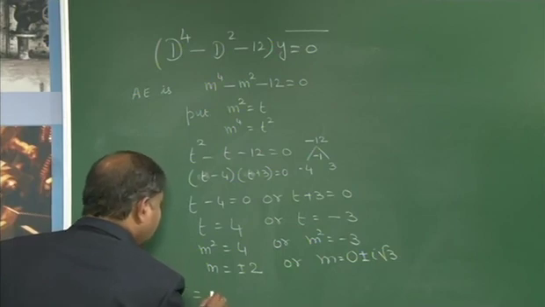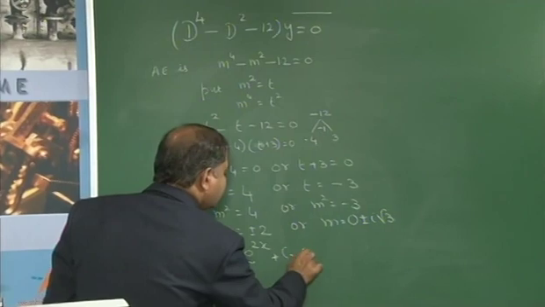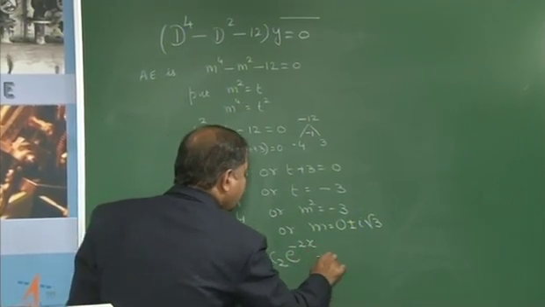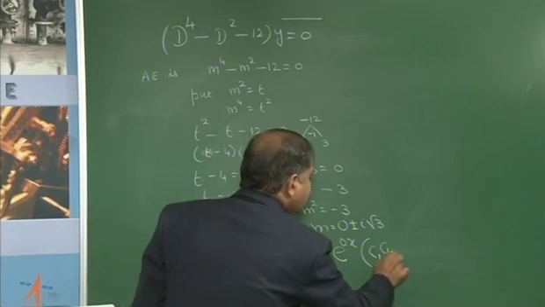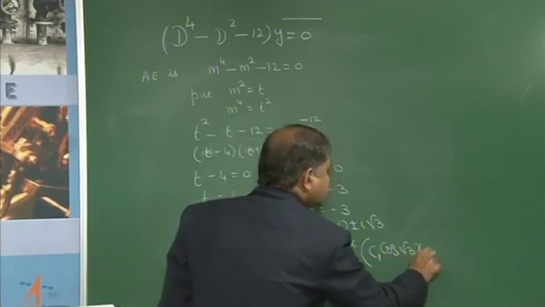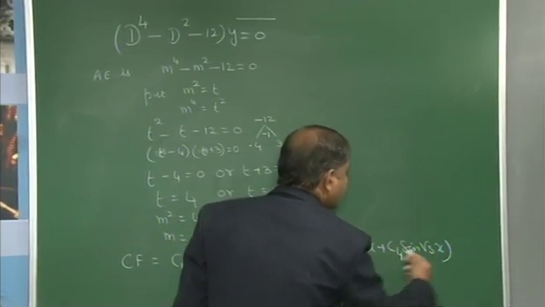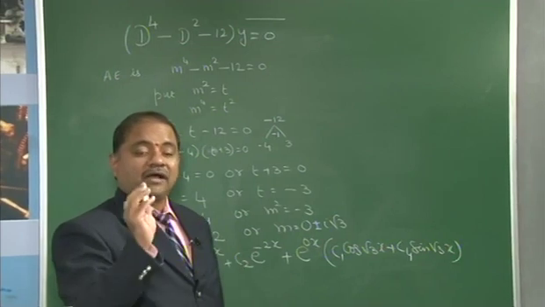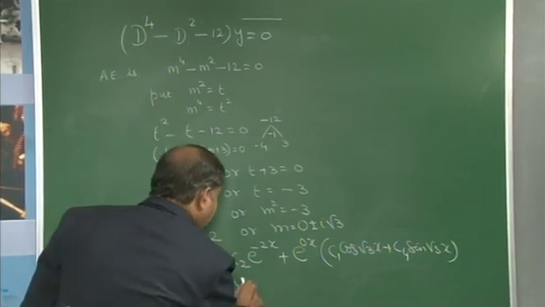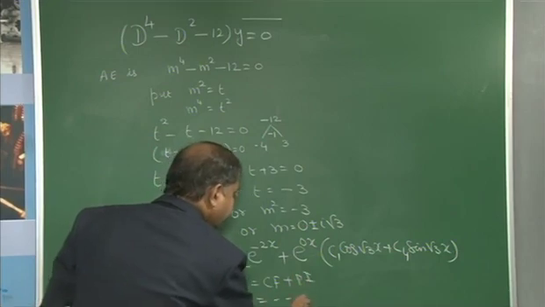So CF is C1 e power 2x, C2 e power minus 2x, then e power 0x, C3 cos root 3x plus C4 sin root 3x. Combination of unequal and the complex. Finally, the solution is CF plus PI.